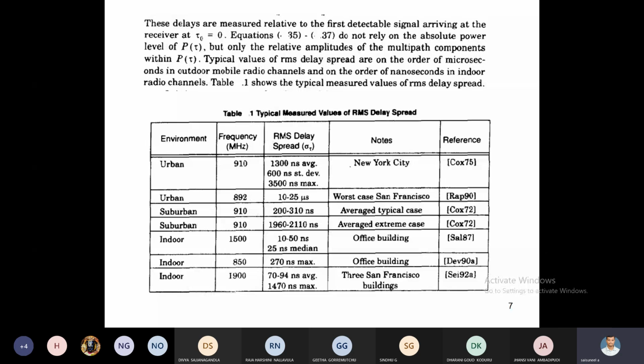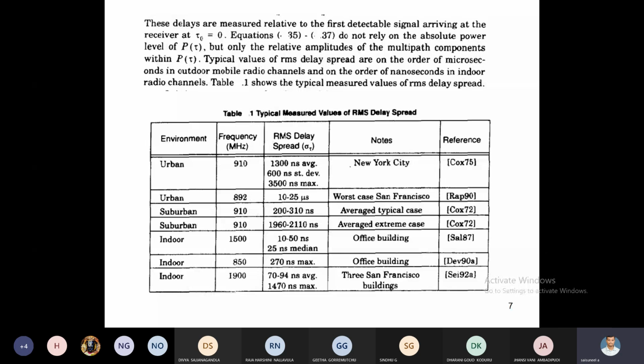The next parameter is maximum excess delay. Maximum excess delay is in terms of X dB. This maximum excess delay is defined as the time delay during which multipath energy falls X dB below the maximum. That is the maximum excess delay, which is equal to tau_x minus tau_0. Remember, tau_0 is the first arriving signal. Tau_x is the maximum delay.